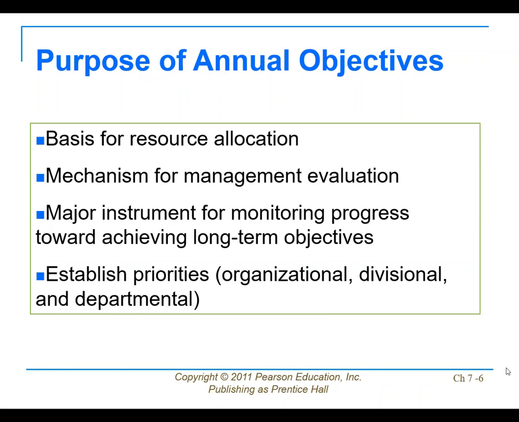So it's up to you how you can come up with this kind of a system. And then establishing priorities: organizational, divisional, and departmental. Establishing priorities means where you are going to start first. Either you want to make some changes in the organization, or you want to make changes in the divisions of the organization, or you want to make changes in the departments of the organization.